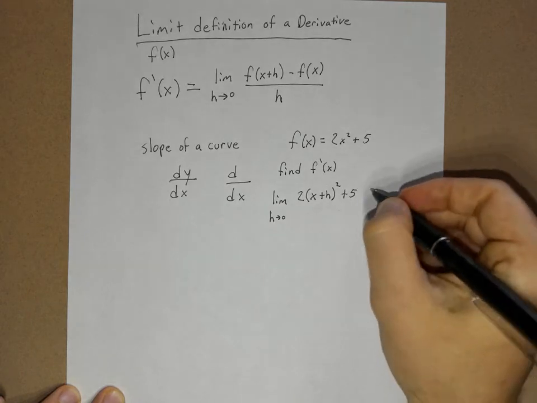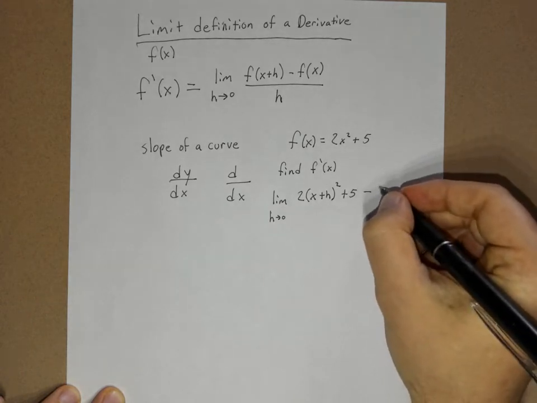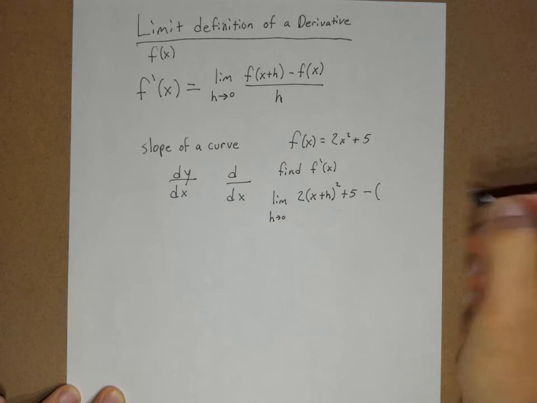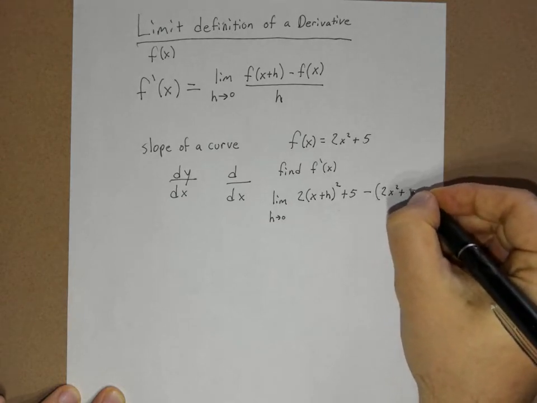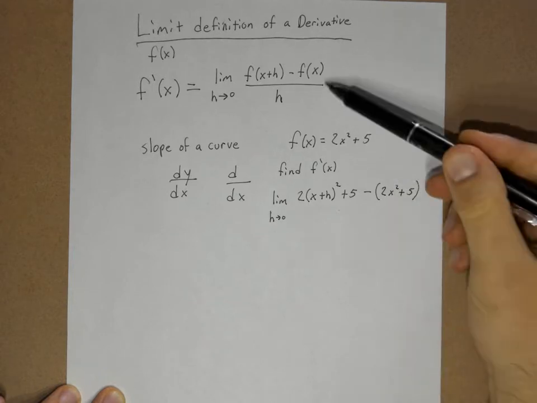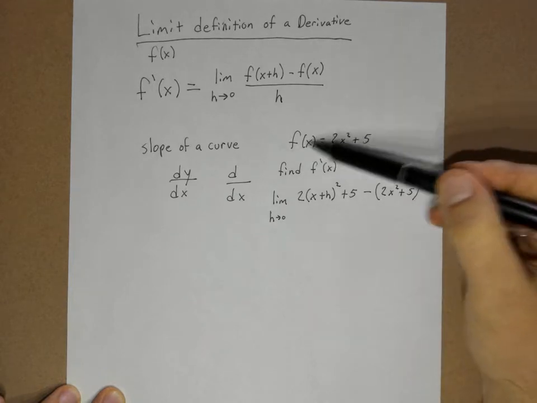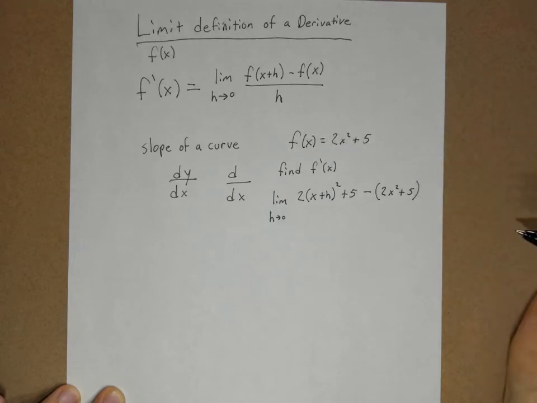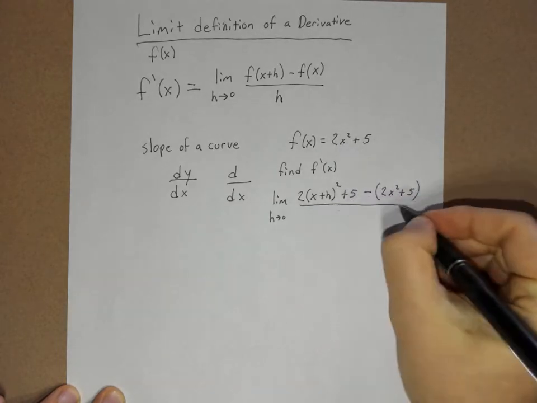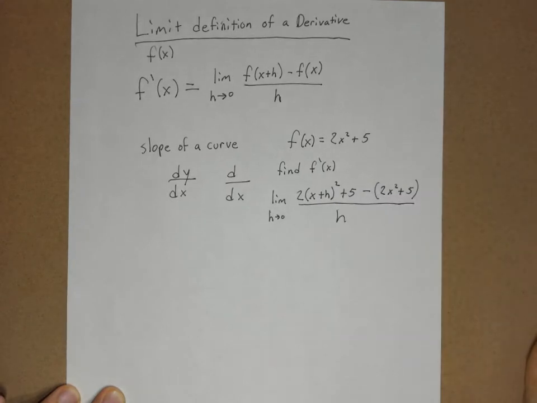And now I need to subtract from this, and it'll be important to use parentheses here. I want to subtract 2x squared plus 5, because that is my f of x. Typically in math, whenever two things are equal to each other, you can substitute in one for the other. So that's what we're doing there. And this is all divided by h.